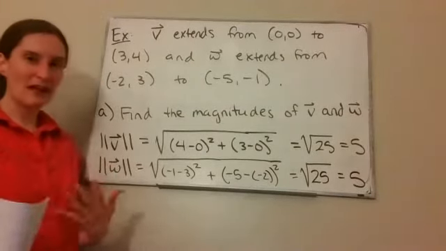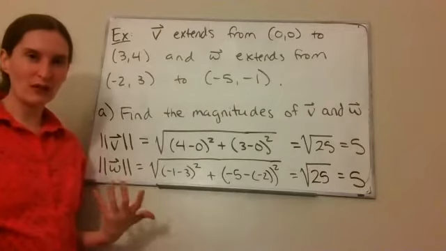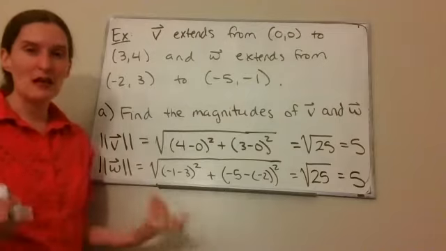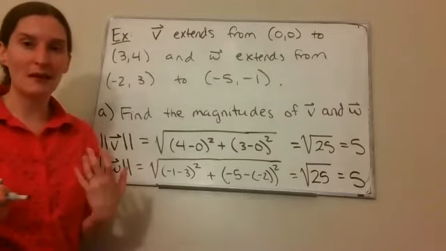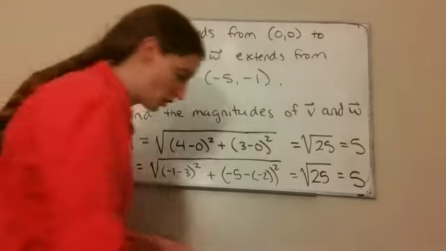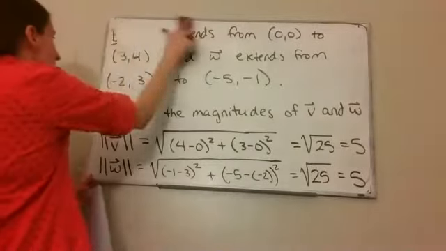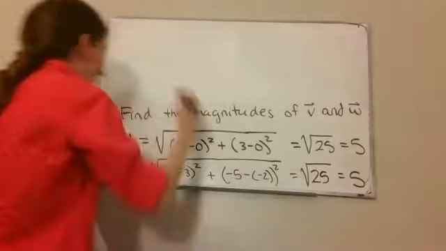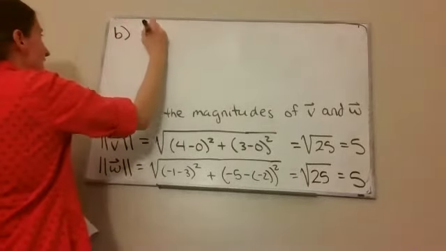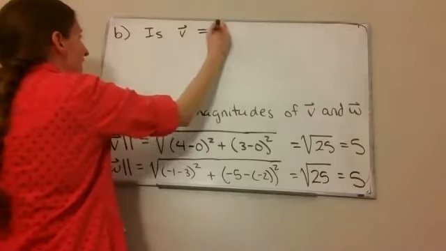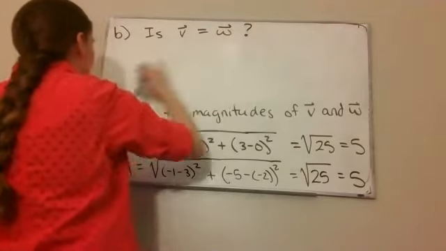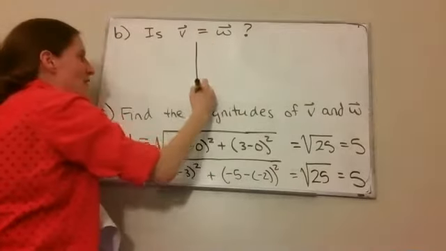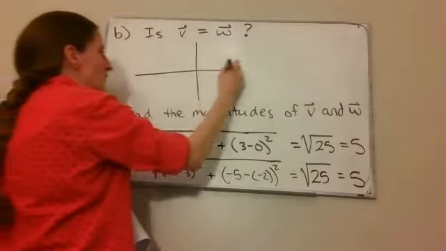So part B, we're going to ask, are these two vectors equal? And it's possible they might be because they have the same magnitude. But in order for them to be equal, we need the same magnitude and the same direction. So part B, is vector v equal to vector w? We know they have the same magnitude. To figure out if they have the same direction, I'm just going to roughly sketch what they look like.